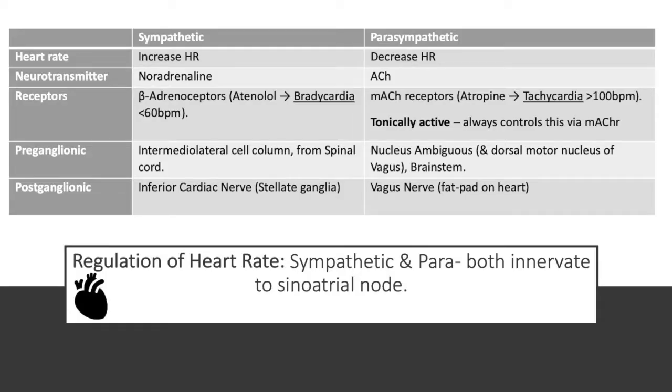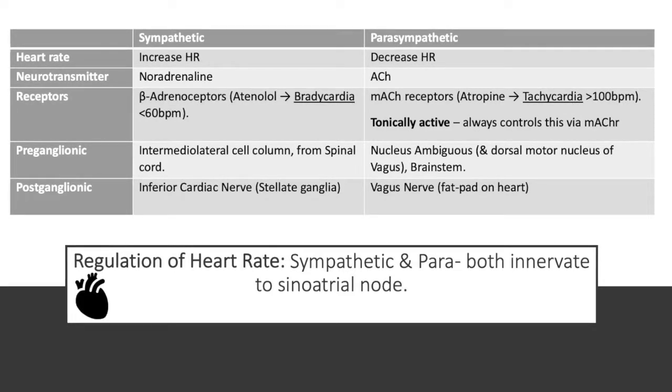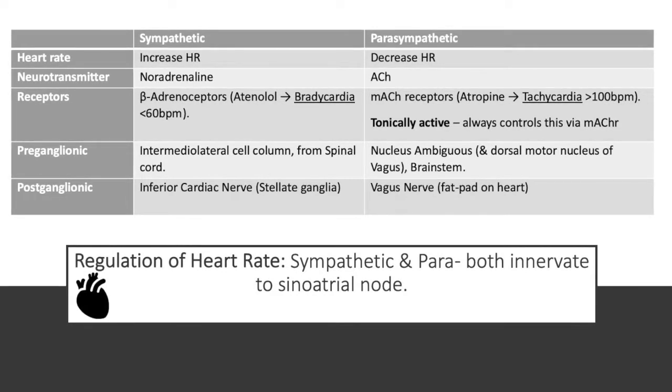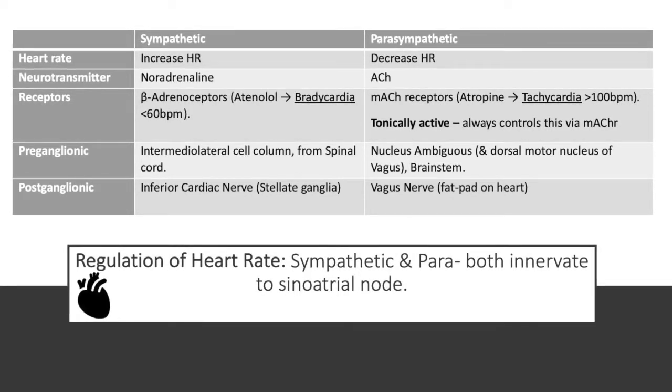Now, for most of this video, I'll be talking about the regulation of the heart rate and how neuromodulation is used to neuromodulate the heart. The regulation of the heart rate can be done in the sympathetic and parasympathetic nervous system to innervate the sinoatrial node. So in the sympathetic nervous system, when it is activated, it increases the heart rate, and it is activated by the neurotransmitter noradrenaline or norepinephrine.